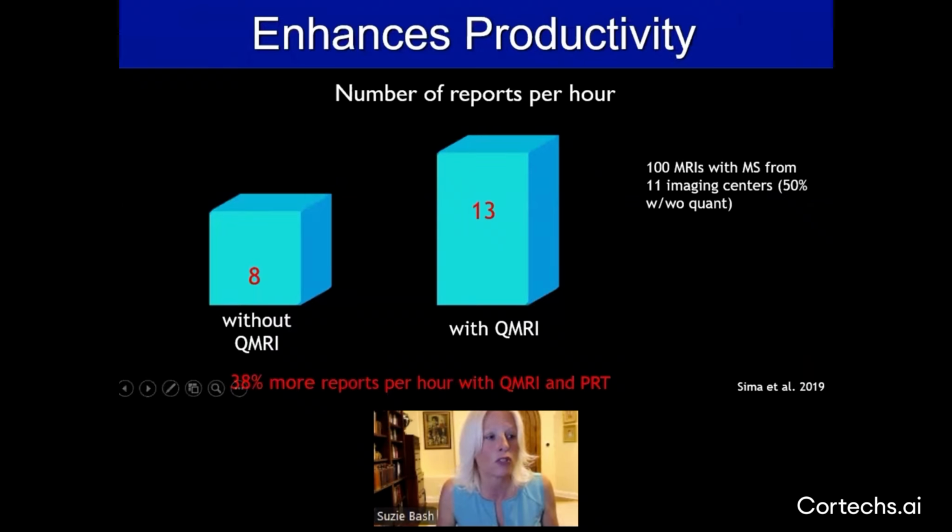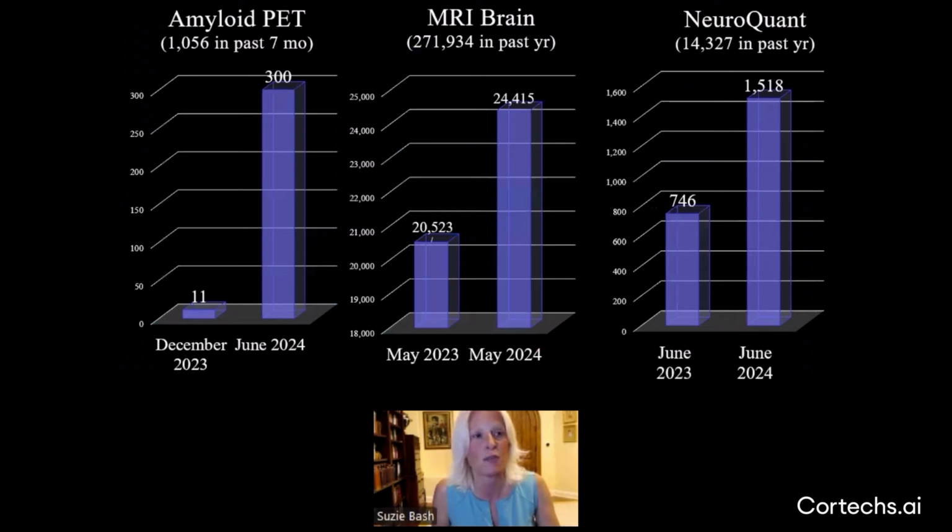It also can enhance productivity. So in this particular study, the neuroradiologist was able to read 38% more reports per hour when they used QMRI and the pre-populated reporting template. So they could basically dictate 8 MS cases an hour without the software and 13 cases an hour with the software. Again, very important to know given the time pressures on neuroradiologists these days.